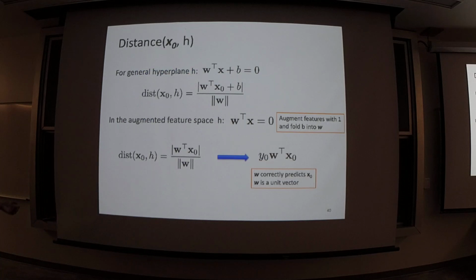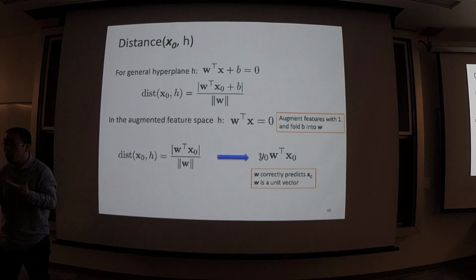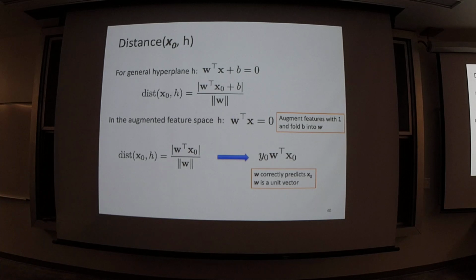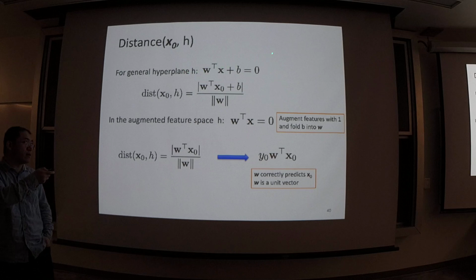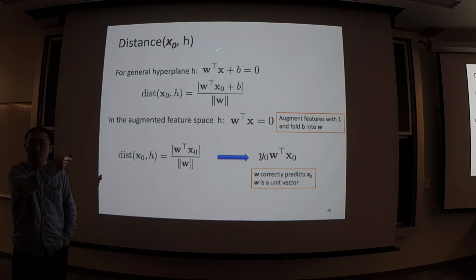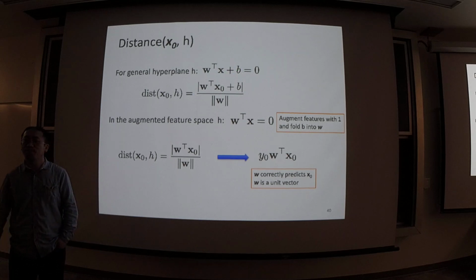So now, because we define margin regarding distance, we need to know how we define the distance. So, in terms of geometry, suppose we have a general hyperplane. The hyperplane is represented as a linear equation, W transpose x plus b equals 0, right?